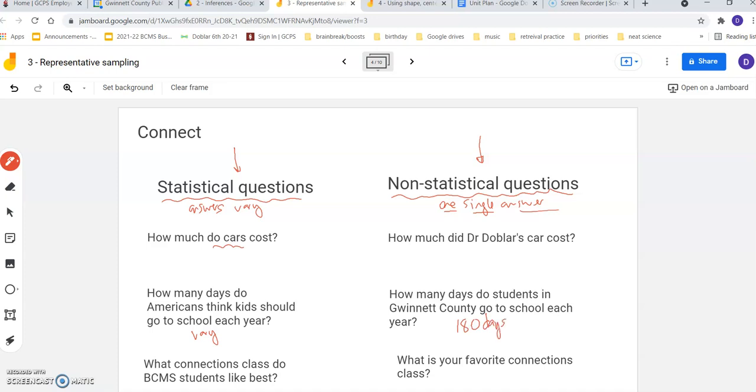Again, what connections class do Bay Creek Middle School students like best? That's not a number question, but it still varies, right? Some would probably like PE best, some would probably like art best, and so on. Whereas what is your favorite connections class? That has an answer. So statistical questions have answers that vary from person to person, and you have to answer them differently, whereas non-statistical questions just have an answer.